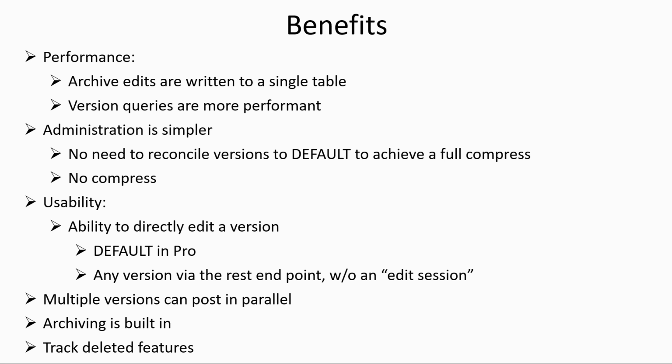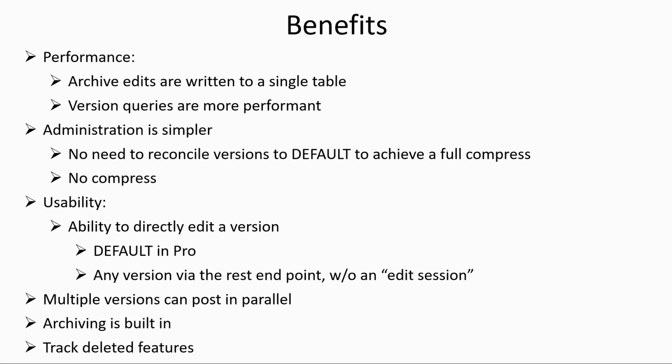Now, with traditional versioning, it was a required administrative workflow to reconcile versions with default so that the default lineage is not pinned by any version to achieve a full compress. With branch versioning, there is no such requirement. You reconcile a version when you are ready to publish your edits. With branch versioning, the big bonus is that there is no need for compress.